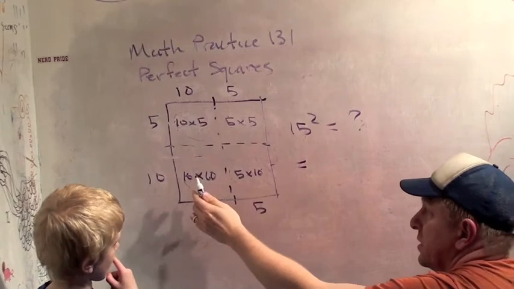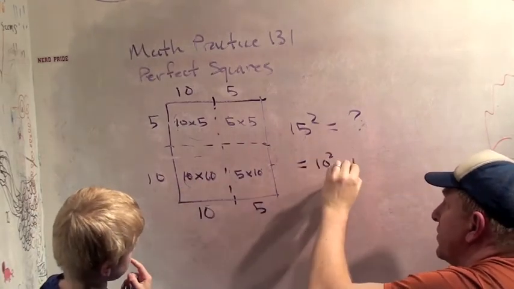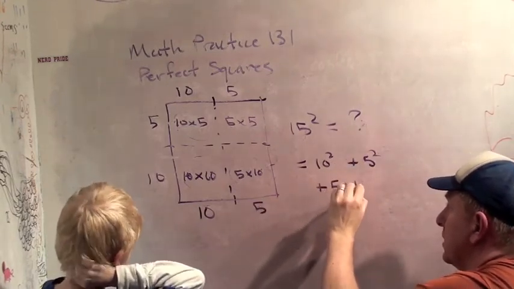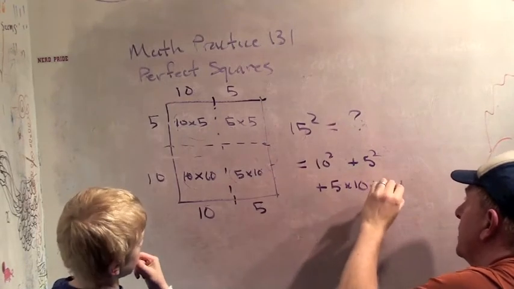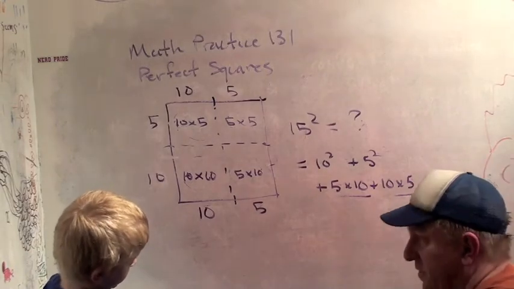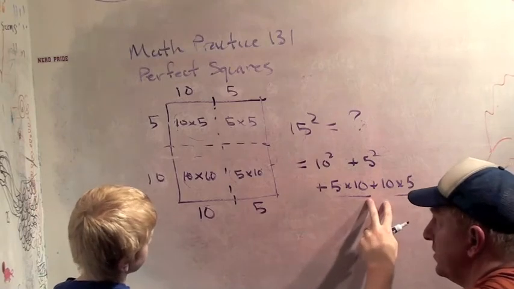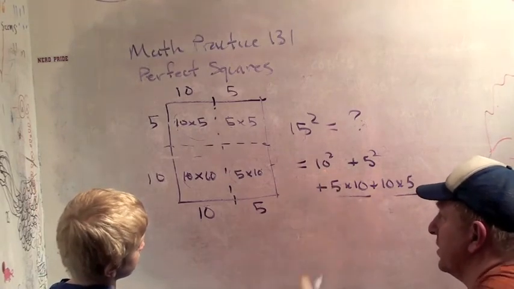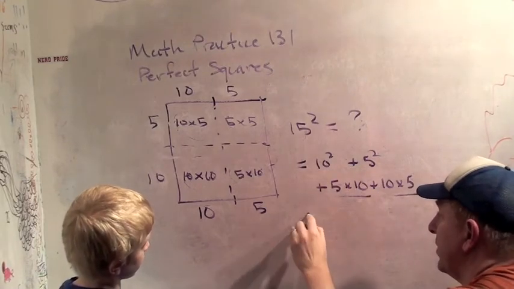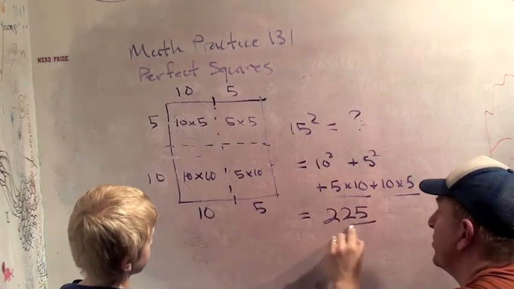Well, it equals 10 squared, which is 100, plus 5 squared, which is 25, plus 5 times 10, plus 10 times 5. Now these are the same, right? So 5 times 10 and 10 times 5 are both equal to 50, so these add up to 100. What's 10 squared? 100. 5 squared is 25. So what's my answer here? It's 225. That's pretty neat.